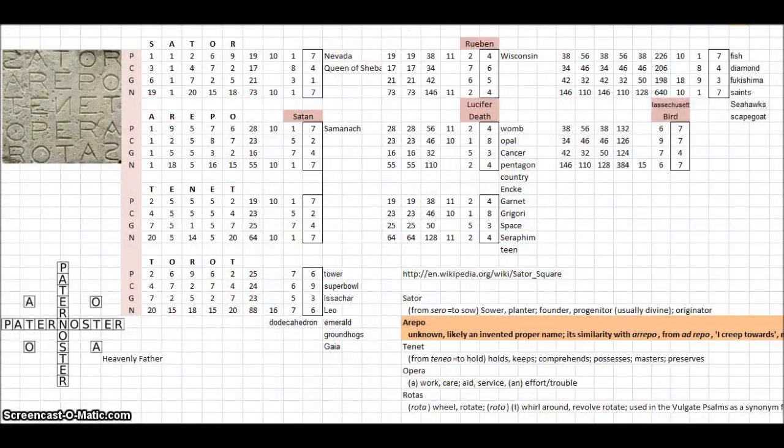Hello, it's Jenna here again, and as promised, here's my work on the Sator Square. I'm going to be doing this in a couple of parts. First part is going to be your basic translation as normal, and then the second part I'm going to tell you what I actually found.